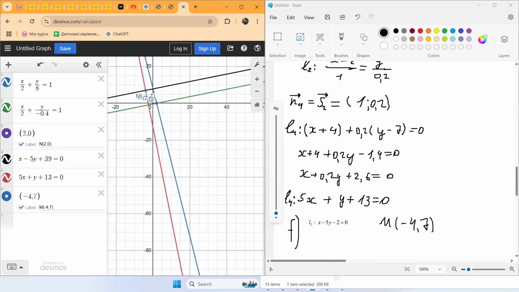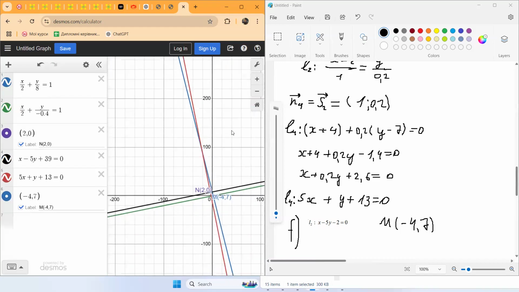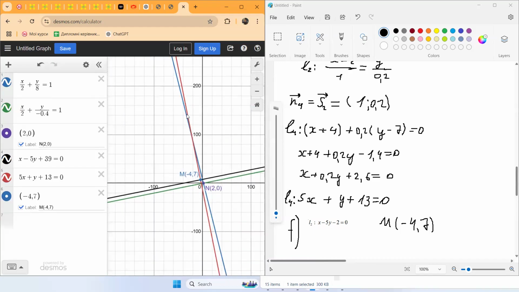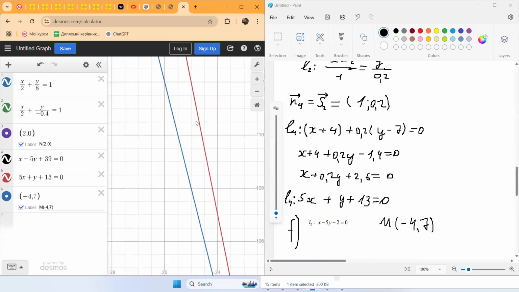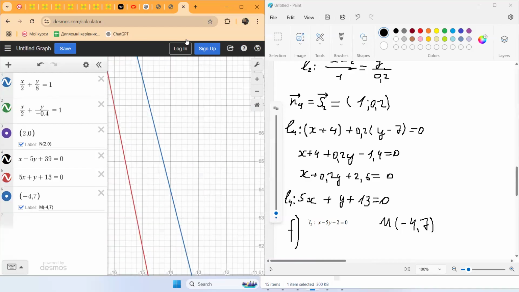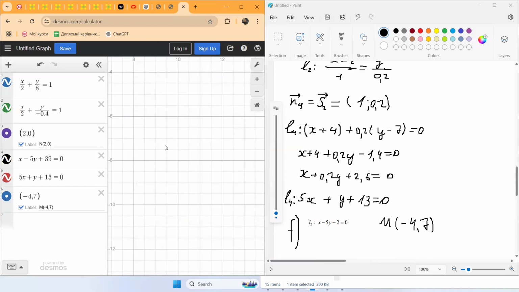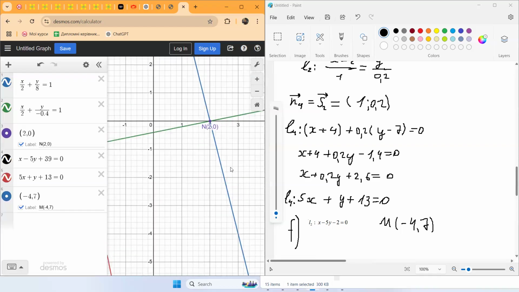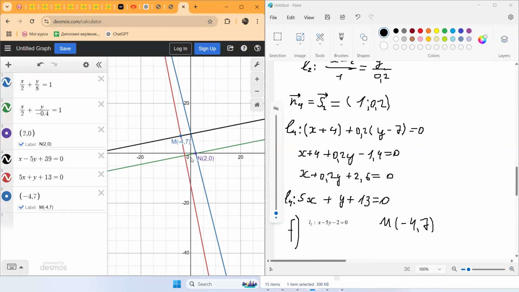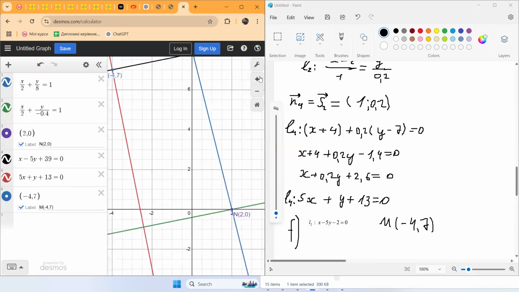So as we can see, lines L1 and L4 are intersecting, so it means also that lines L1 and L2 are not perpendicular. But here it is not clear enough from this drawing. Okay, any questions, comments about this task? Or no questions?